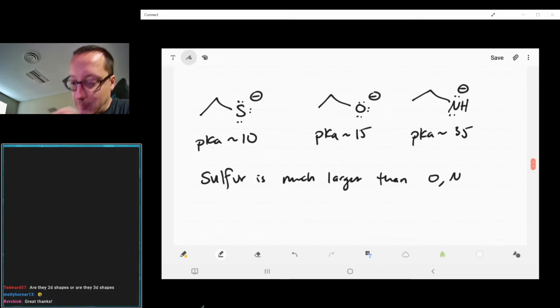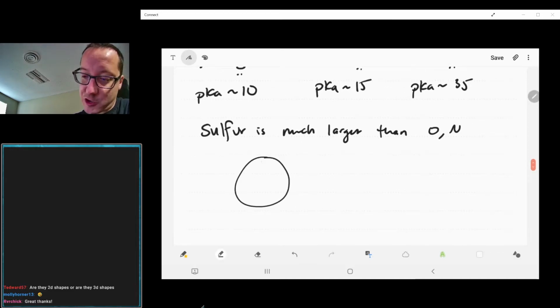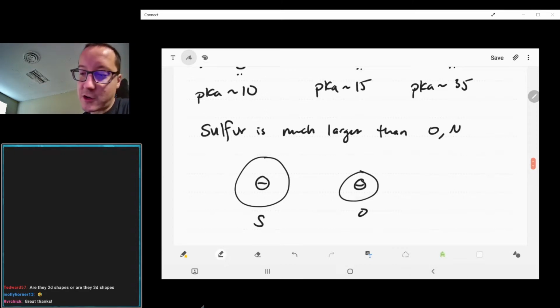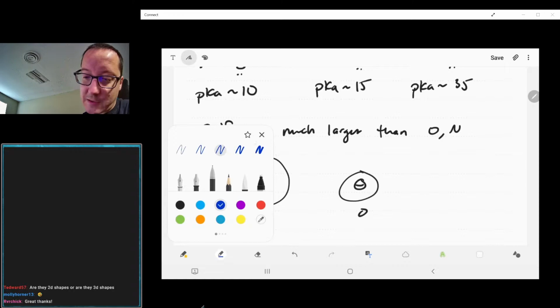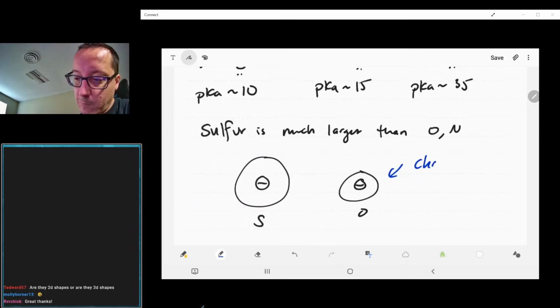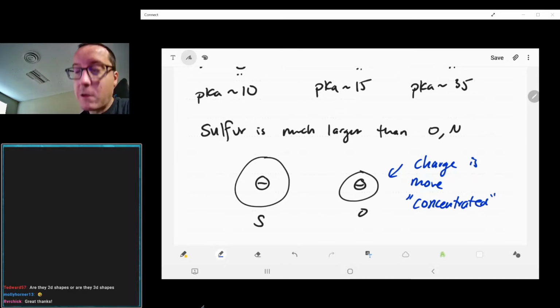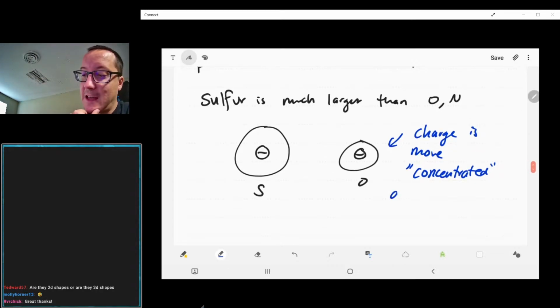And as a result, if you want to think about charge in terms of concentration, here's a sulfur atom and an oxygen atom. If these both have a negative charge, we can see that this charge is more concentrated here. If we want to pretend, concentration, remember, is like solute over solvent. So there's a volume component there. So because oxygen has a smaller volume than sulfur does, its charge is more concentrated and less stable.